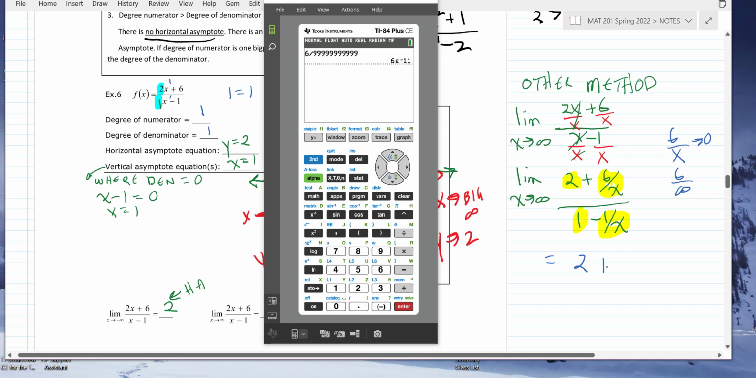So we get 2 plus 0 there. Then the bottom, that goes to 1. The limit of 1 is 1. Same thing happens here. 1 over x, if you have 1 over infinity, that goes to 0. So you end up getting 2 over 1 as the answer to your limit.